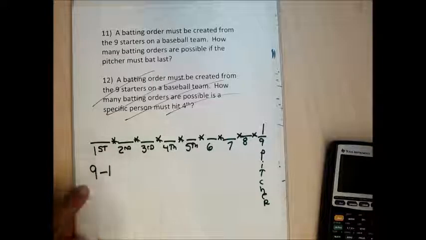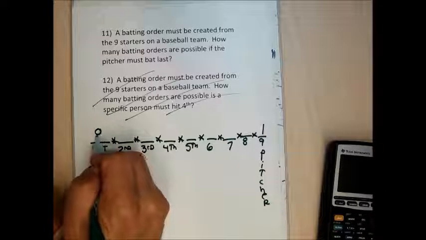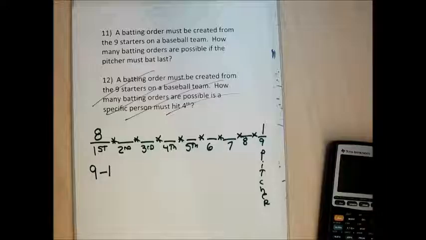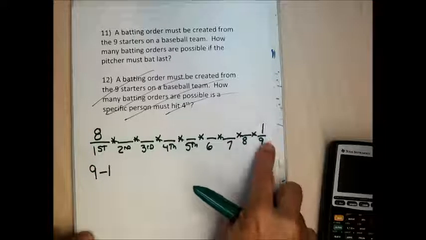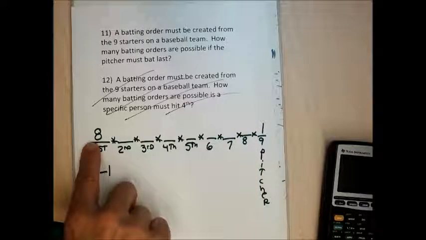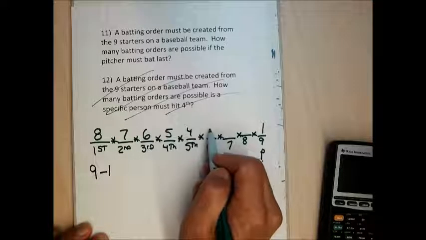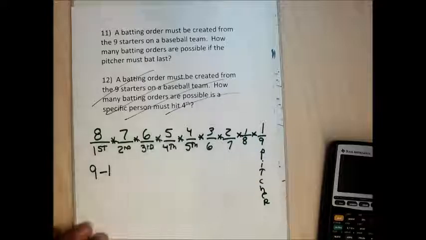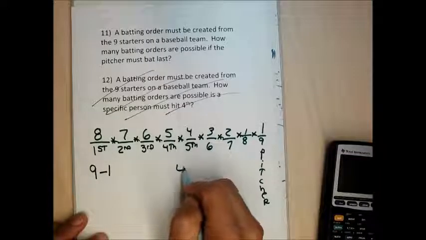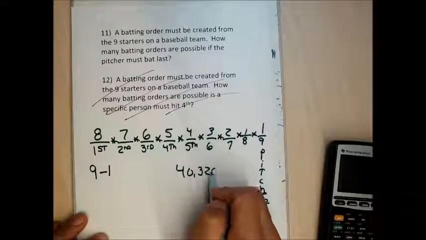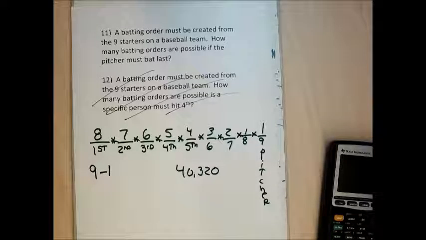I've placed the pitcher, so I've placed one of them. There's going to be 8 remaining players that could be first, and then I'm going to increment down by 1 each time because the pitcher can't hit anymore and the batter that's hitting first can't hit again. So I'm just going to increment down. And assuming I've not made any sort of horrible errors, I think this comes out to 40,320 different batting orders that are possible.